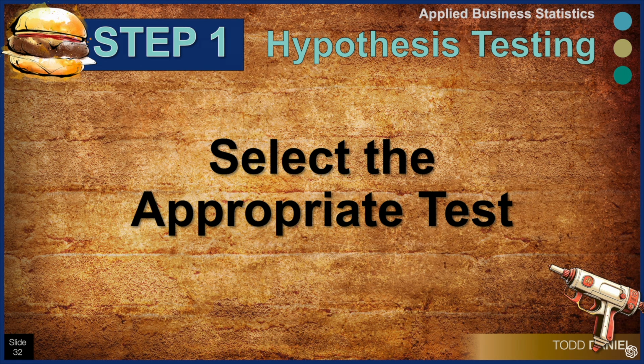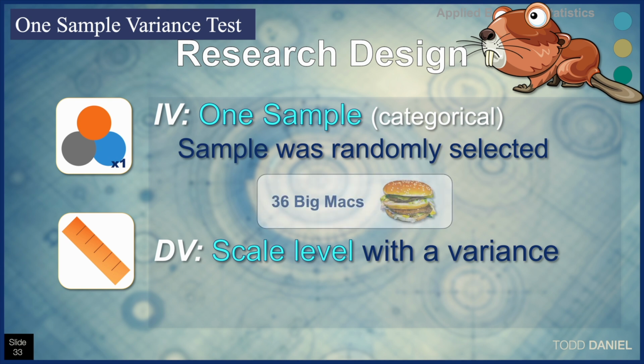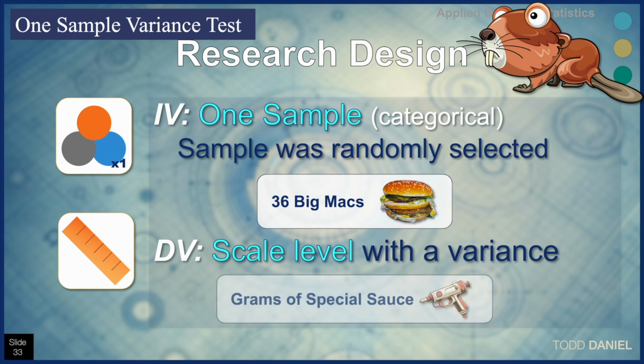This is a hypothesis test, so we'll start by choosing the appropriate test. I told you this would always be the easiest answer because it's whatever test I'm teaching you about right now. Of course, right now we're learning about a one sample variance test, which uses one sample, categorical, that is 36 Big Macs. And then we need a dependent variable, which will be at the scale level. That would be number of grams of special sauce from this super cool gun that they're using to dispense that. We have a categorical variable and a scale variable. The setup for that would then allow us to do this one sample variance test.